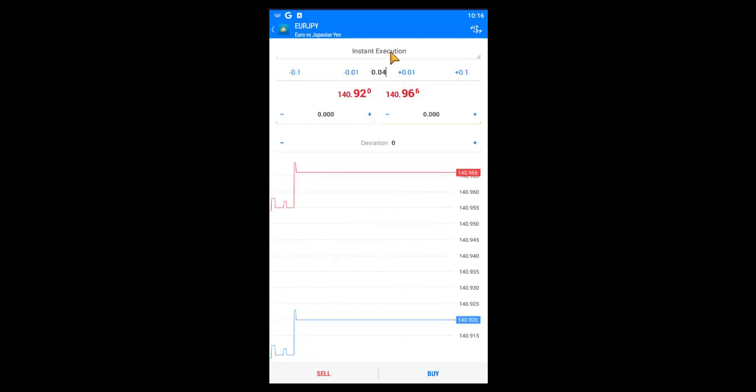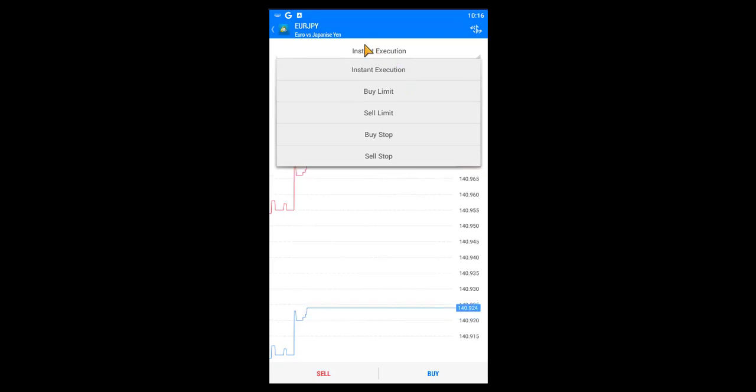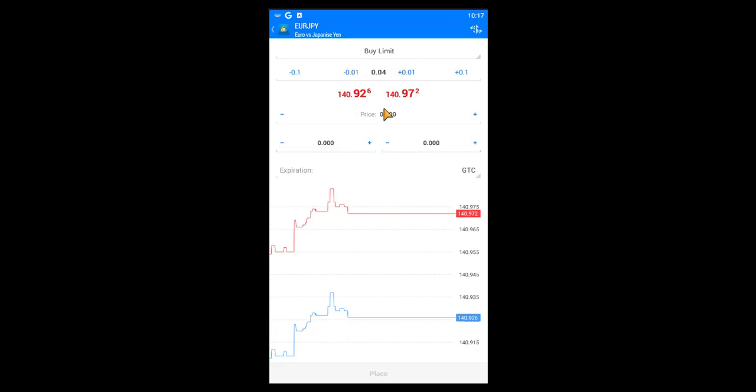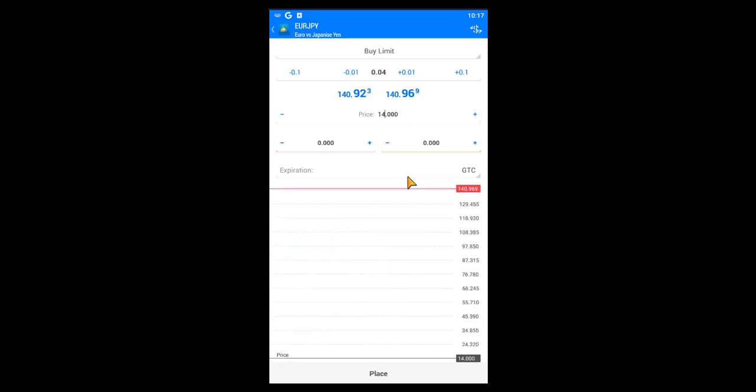Where you see the instant execution there, you click, and then you have all your pending orders here. So we are doing buy limit here, and of course this is the place where you type in the price you have selected. So I intend to place a pending order at 140. Once you click inside this price, your keyboard is supposed to appear while doing it on your phone. Then you type 140.225.